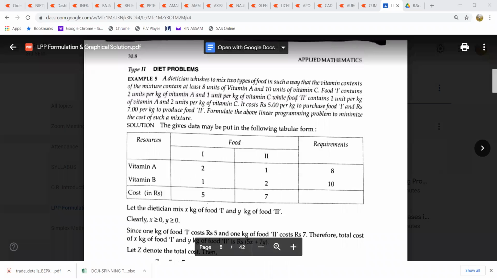Now see this problem, the diet problem. I will end this problem within 5 minutes. Now just see here. That is also very simple.